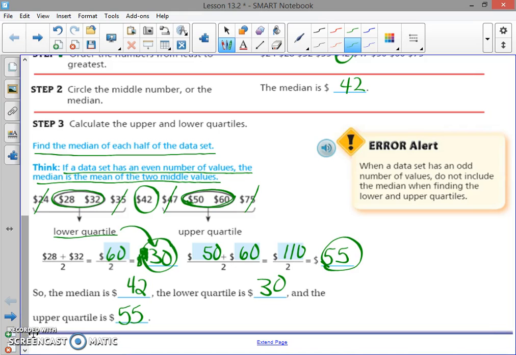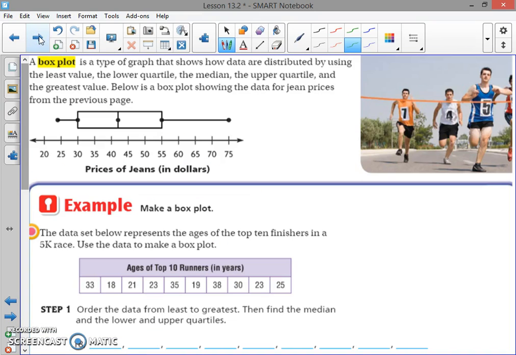Ready for your mind to be blown? Turn the page. A box plot. Here's how we're going to display the data so it's visually pleasing to our eye. I don't want to just look at a bunch of numbers. I'd much rather see a bar graph, a histogram, a dot plot, a box plot. So this is how we're going to show our data for the prices of the jeans from the previous page.